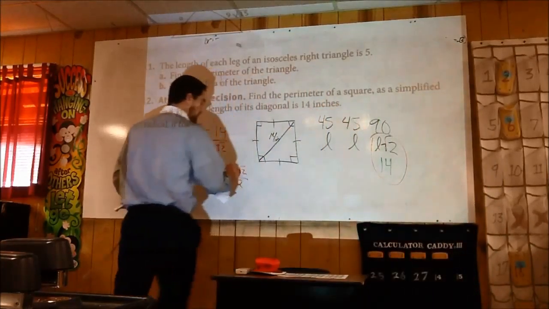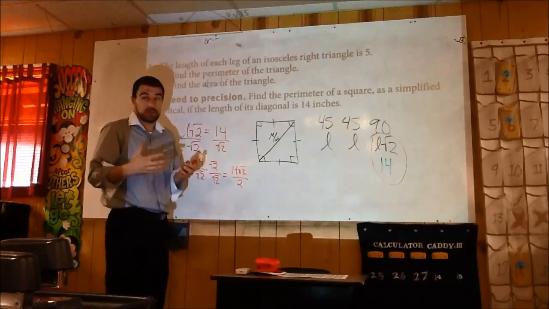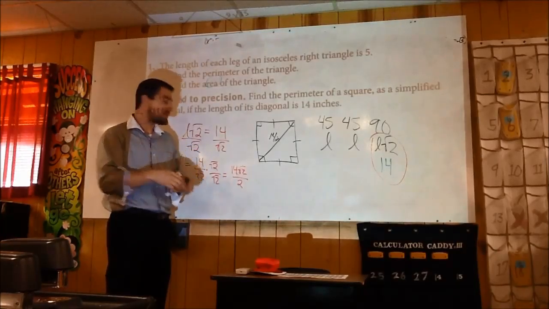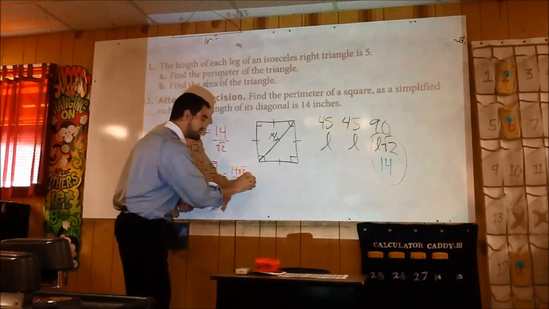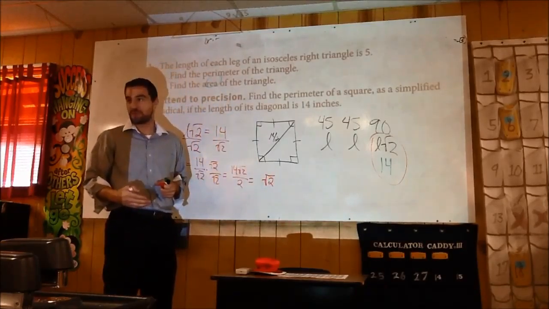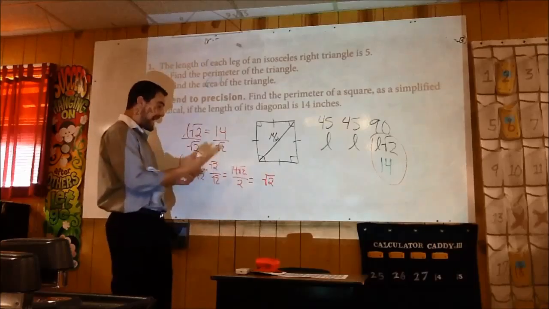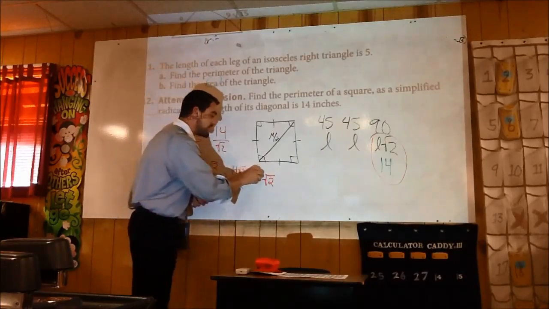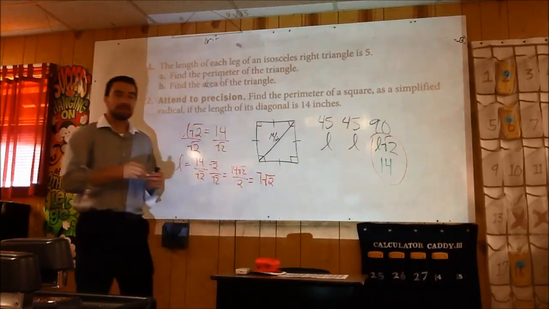So here's currently 14 of these square roots of 2. When you take half of that, it's still going to be some number of these square roots of 2. Just half of whatever you had originally. So half of 14 is 7.